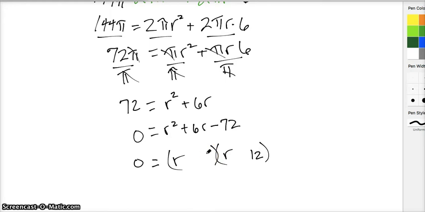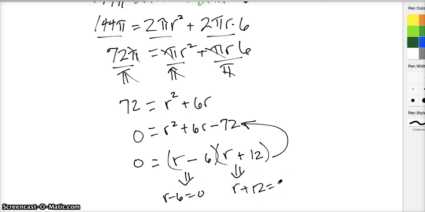So if I do a negative 12 and a positive 6, when I multiply them, I'll get a negative 72, but when I add them, I will get a negative 6, so I'm going to change those signs. And I get a negative 6 and a positive 12. So when I FOIL this, I'll get this. And so the next step in solving for r is setting each of these factors equal to 0. When I have two things that multiply to give me 0, one of them must be 0. And so now either r minus 6 is equal to 0 or r plus 12 is equal to 0.